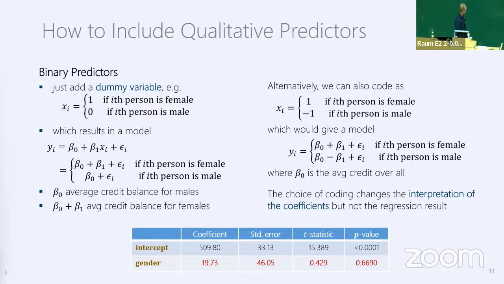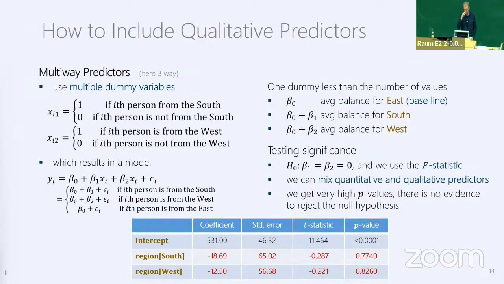What we see on the data is that gender is completely insignificant. A p-value of 0.669. So okay, that's reassuring. Gender should not affect, of course, at all whether somebody gets a loan or not.